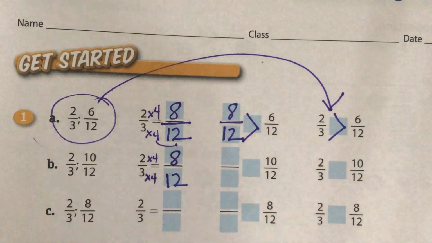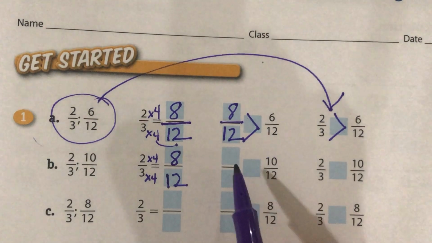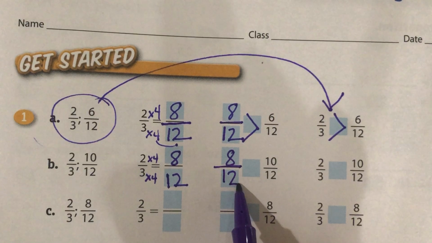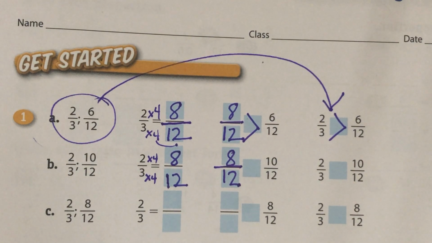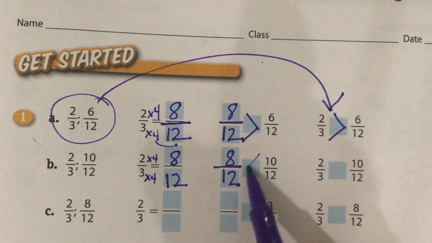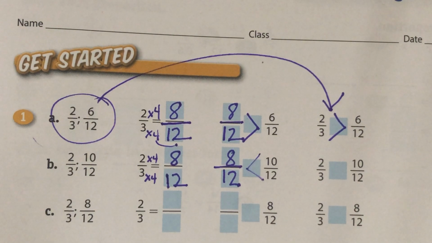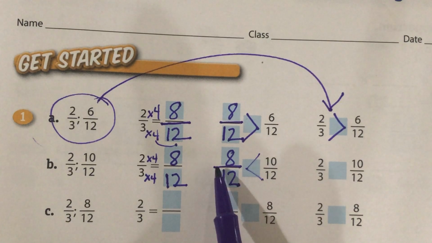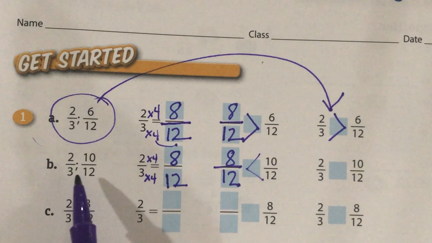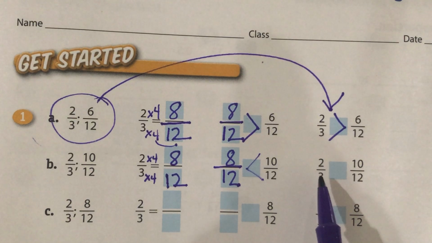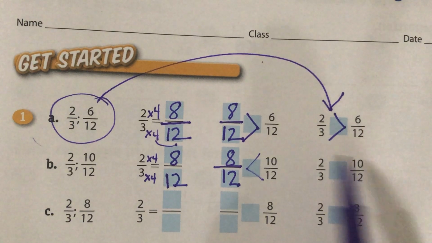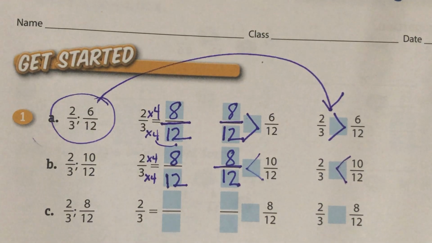So again, I have 8/12, right? So I'm going to write my 8/12 over here. And if I were to compare these 2 ratios, 8/12, 10/12, which ratio is larger now? This one is larger, okay? So my numerator here is 10, and this is 8. So if I went back to my original problem, 2/3, 10/12, I would know that 10/12 is larger.